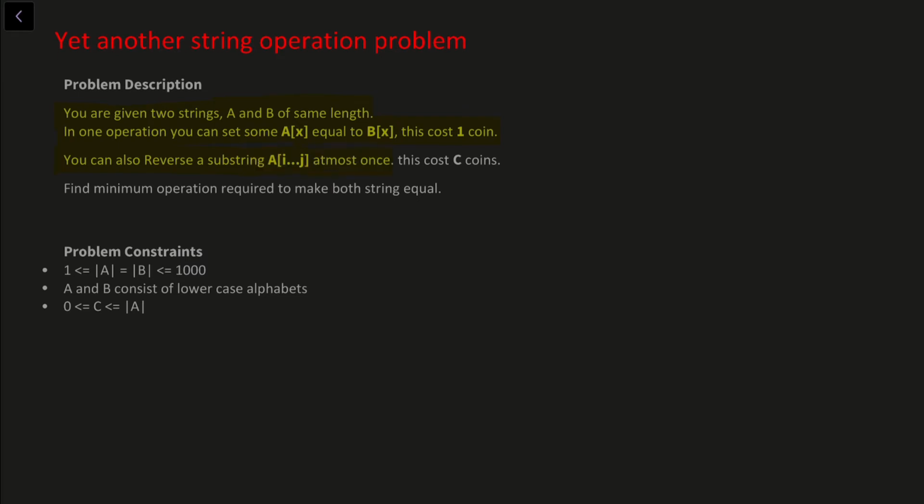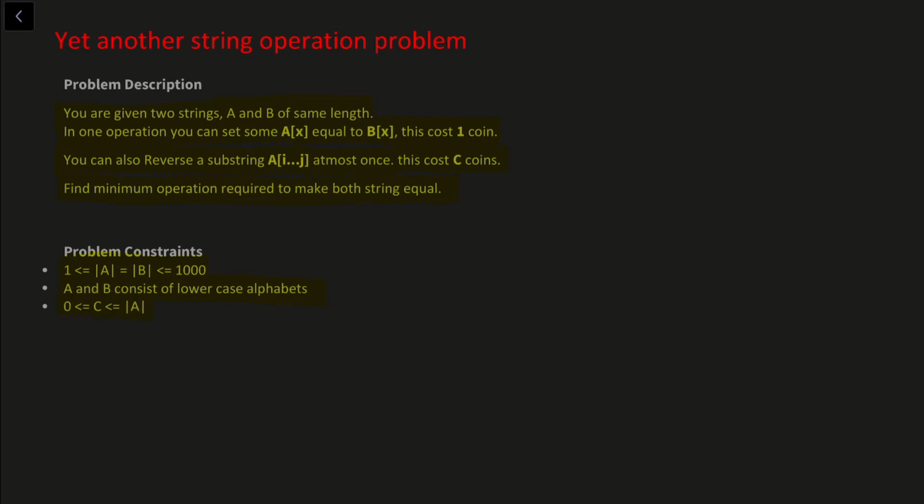So you can choose to reverse some substring of a given string, and you can do this operation at most once. So you can either do it or not do it, and this will cost us C coins. Now we need to find the minimum operations required to make both strings equal. The problem constraints are that the lengths of A and B are equal, and they can vary from 1 to 1000. A and B consist of lowercase alphabets only, and the cost C can vary from 0 to the length of A.